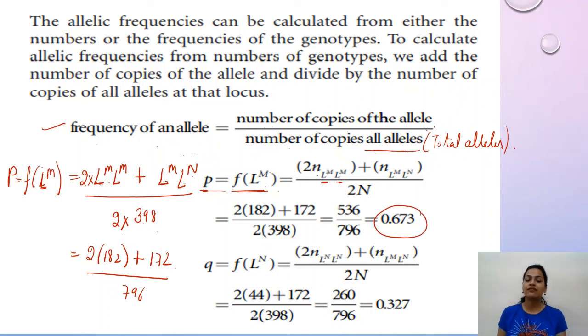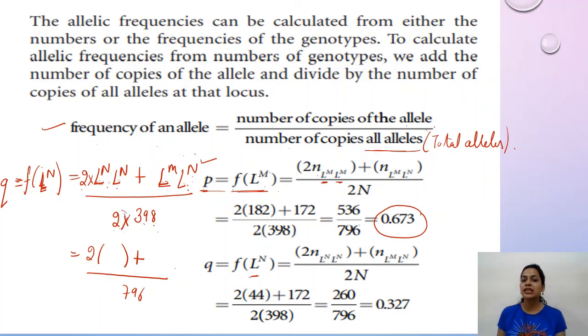Similarly, if we have to calculate the frequency of LN, I'll just change the numbers here. So how can we calculate Q? Q is the frequency of the other allele, LN. It will be twice the number of individuals who are homozygous for LN, plus just the number of heterozygous individuals. Why just the number? Because heterozygous individuals have only one LN, and homozygous individuals have 2. That's why we multiply by 2, and the total number of alleles is the same even here.